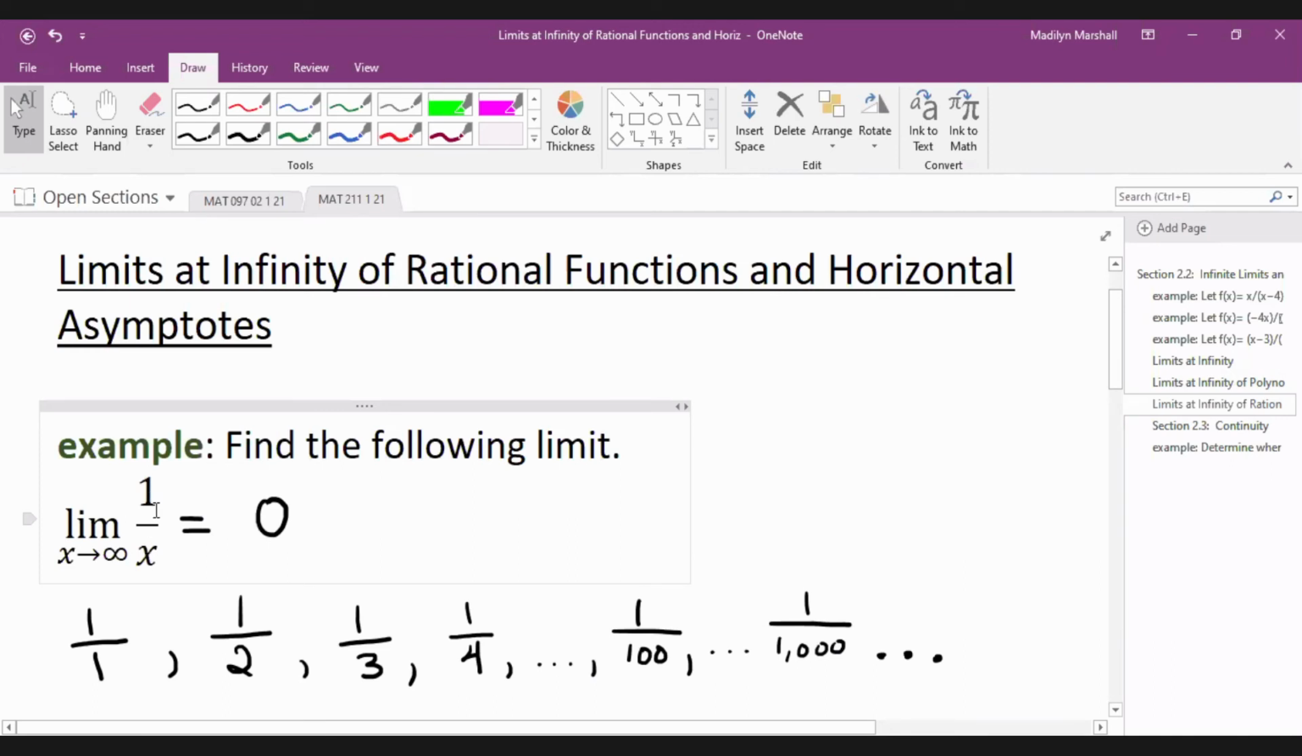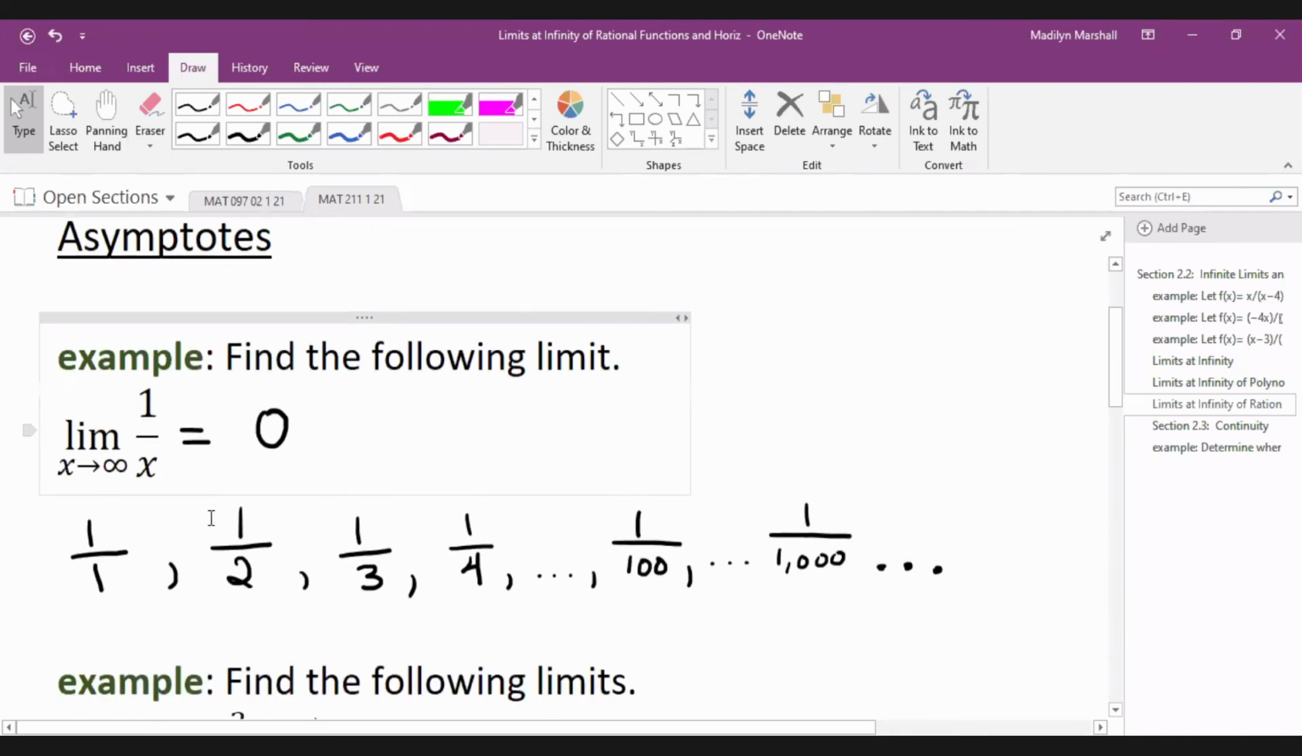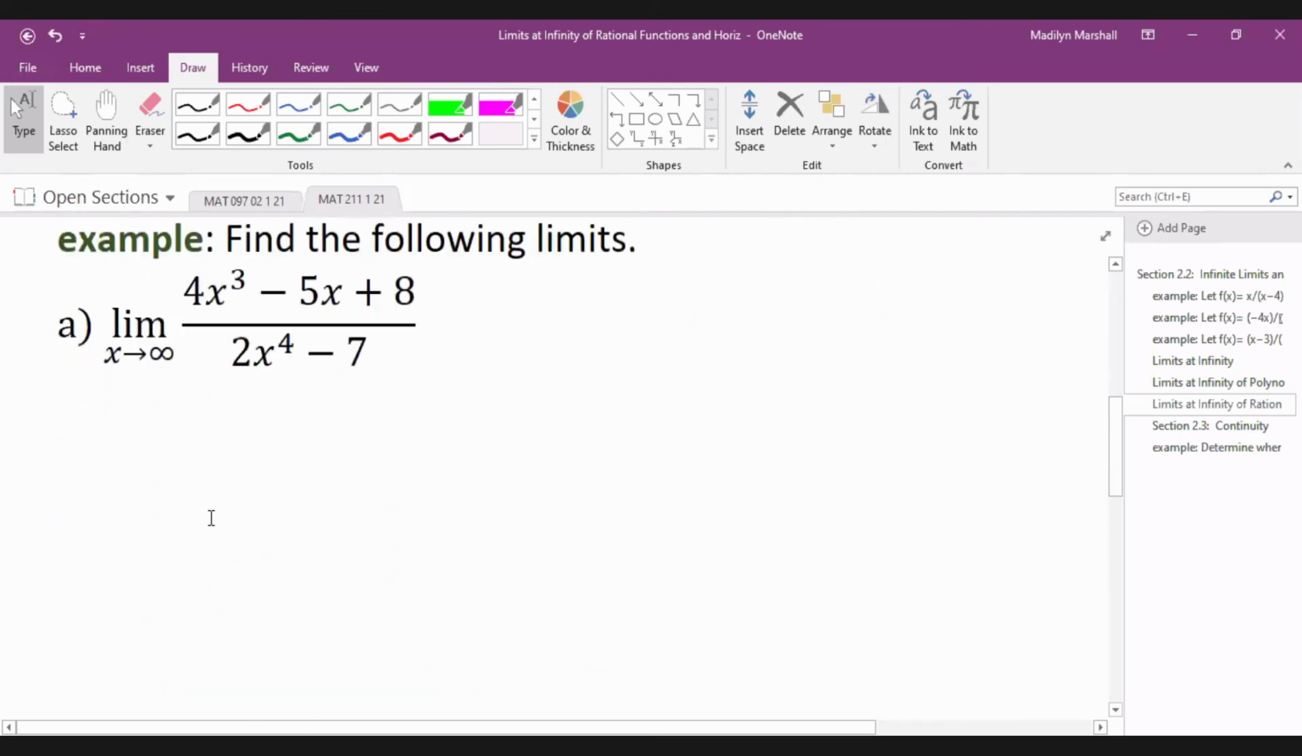So that idea gives us how we can think about slightly more complicated rational expressions, rational functions. So here's our next limit.